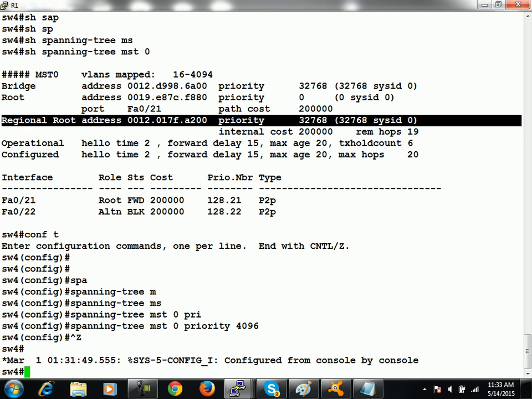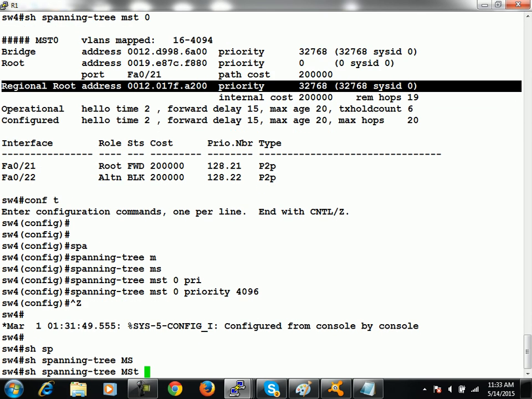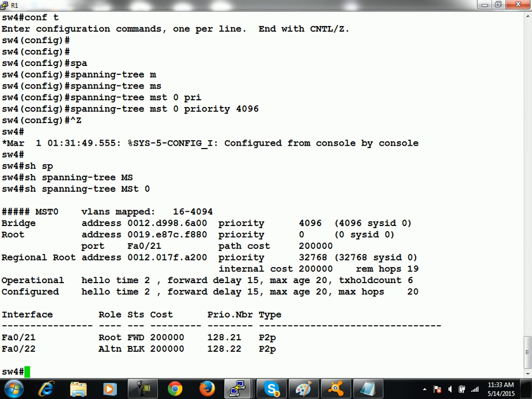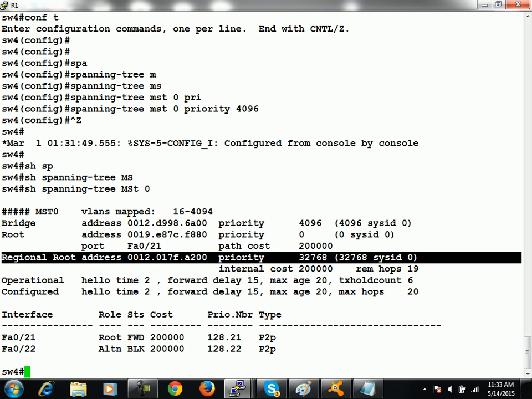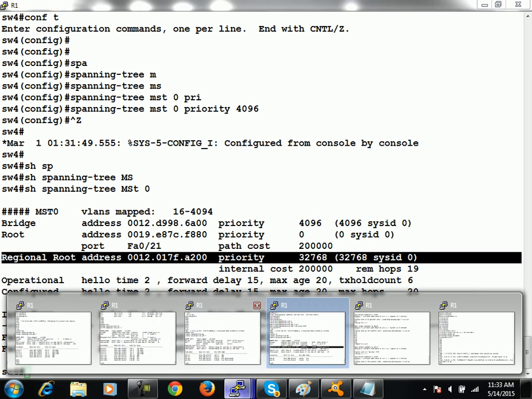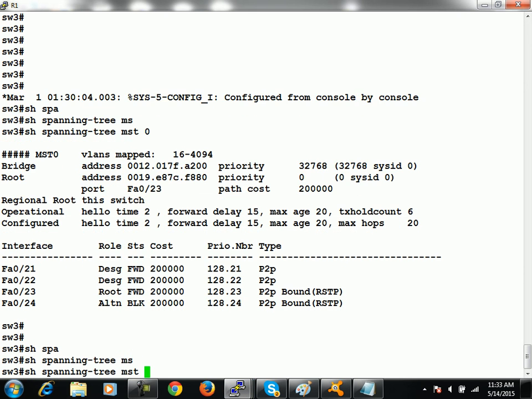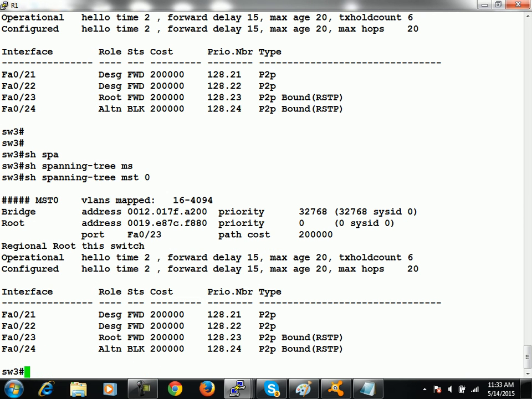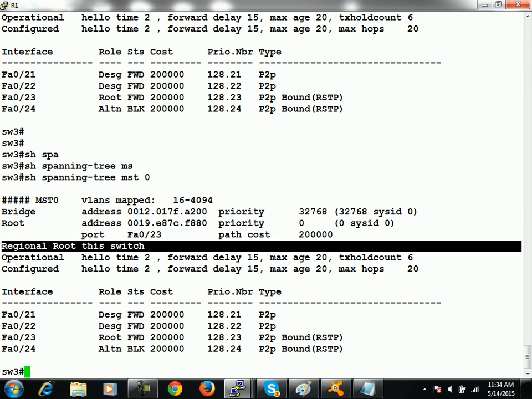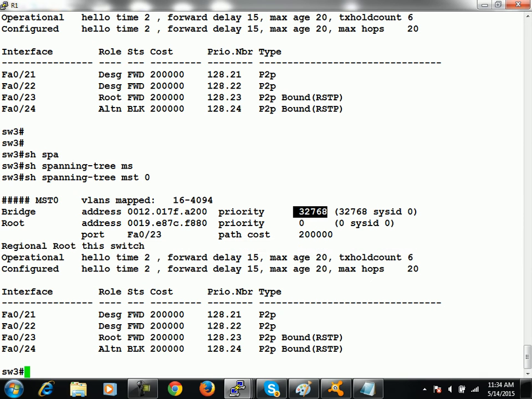So in this region, let me show you spanning tree MST 0. This switch is not going to be a root bridge. It's not saying that this switch is the regional root, right? If you move on to switch 3, let me show you spanning tree MST 0. However, its own priority is what? So it has also proved that the edge switch will always be a regional root bridge, but only in those regions which do not have the root bridge for CIST. Also for MST 0.